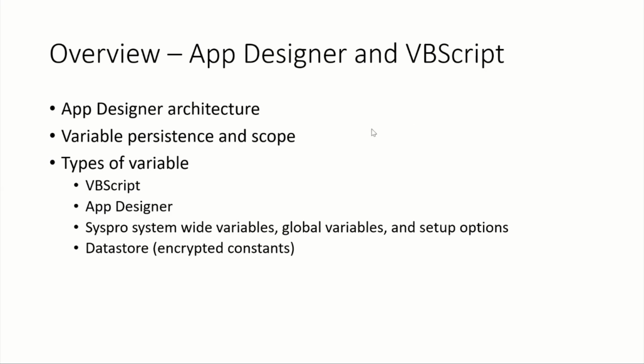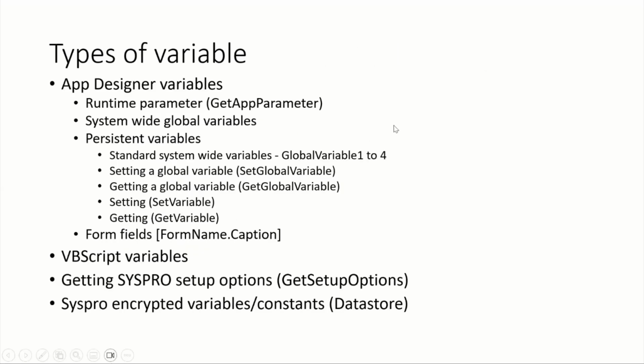So let's have a quick look at the types of variable we have in the App Designer. The first one, and the easiest one probably, is a runtime parameter: the ability to run an app and pass a single string parameter to your program. It may have come from another VB script, or rather a customized pane. It may have come back from a command line prompt. It's up to you, but it is important that it is a single string.